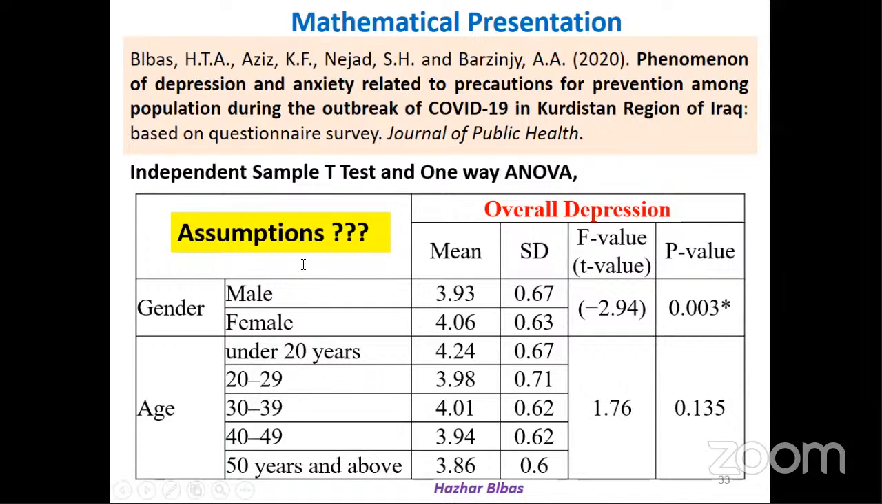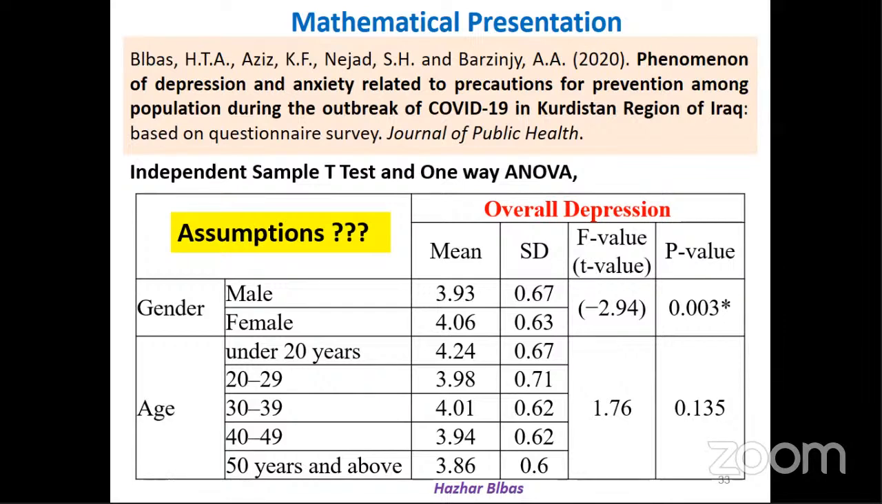Once you do all the calculation and get the result, you're going to look at the p-value. The p-value for the gender is significant. For the age it is not significant, because it means there is no association between overall depression and age in that paper. But there is a significant association between overall depression and gender.